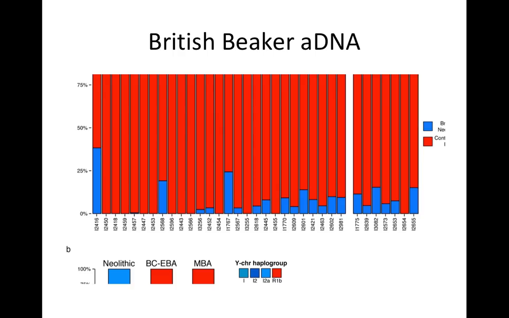And if you take a look at the British Beakers, their ancient DNA, the main segment here, red means Beaker and blue means Neolithic. By and large, we're dealing with a population that is either purely continental and carrying the steppe genes in with them, or, as you can see, a little bit of picking up of Neolithic genes along the way.